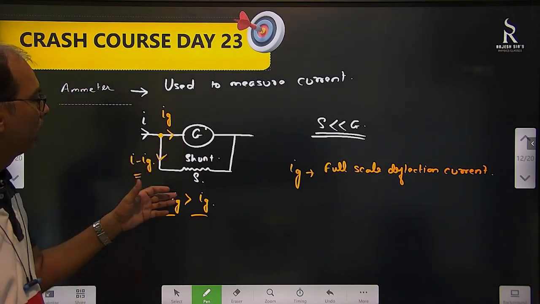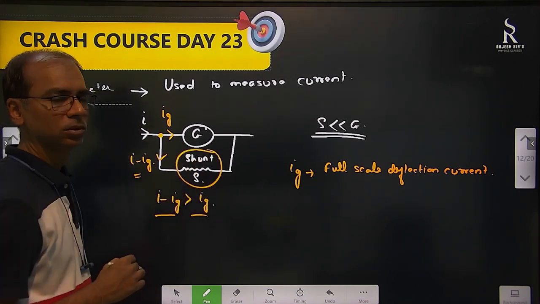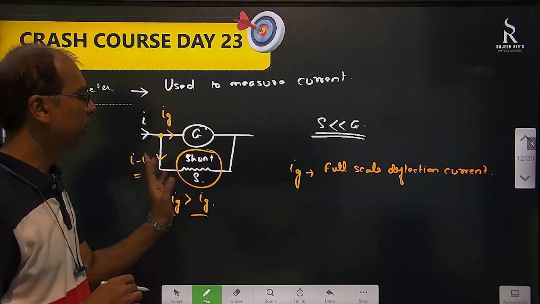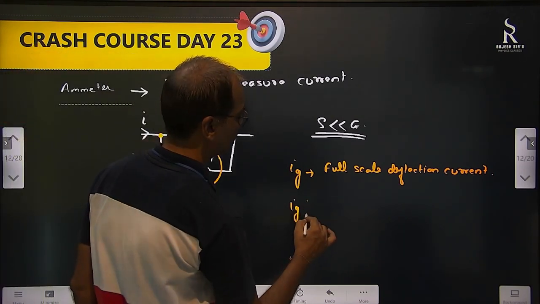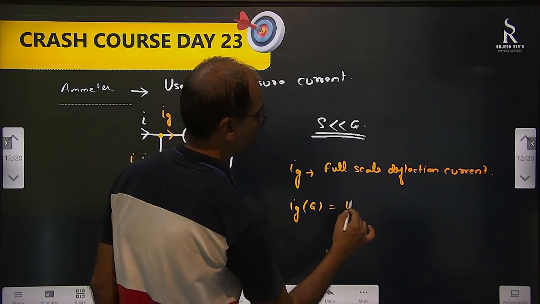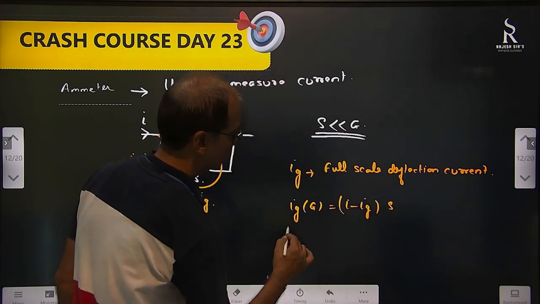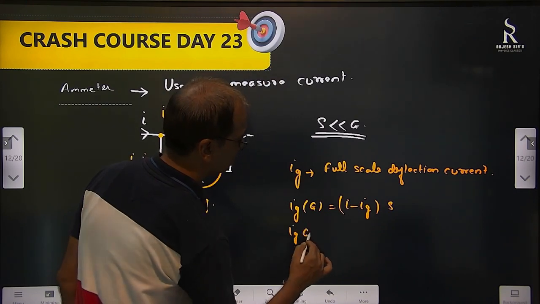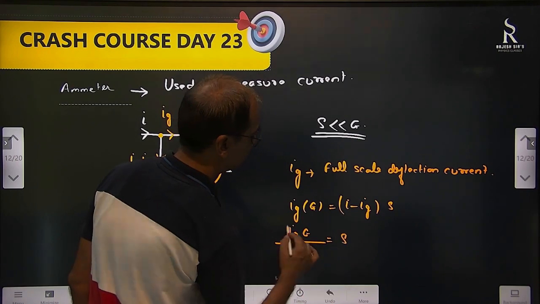So now what question will they ask? What should be the shunt value? Very simple. The potential across this one and this one is the same. So what you will say? Ig into G equal to I minus Ig into S. What is the S value? S equals Ig into G by I minus Ig. Simple.